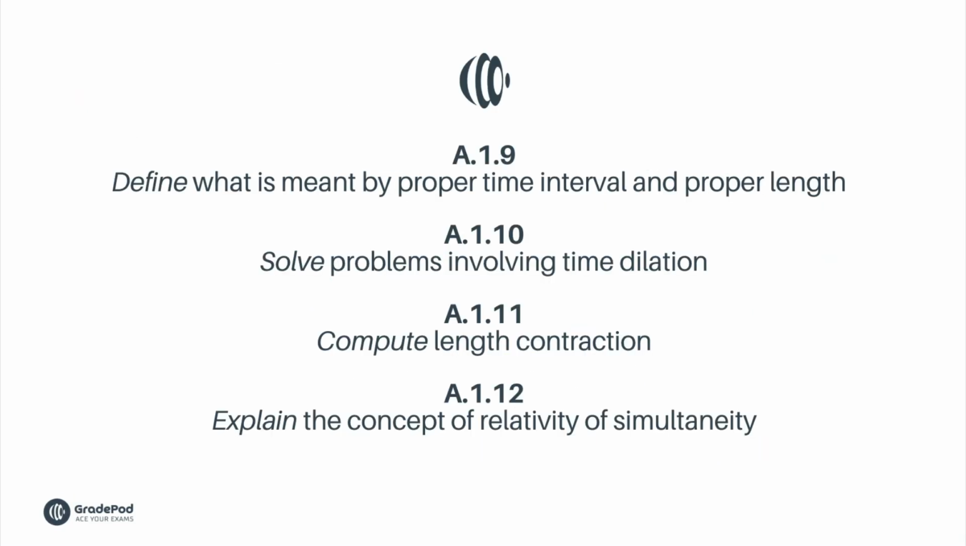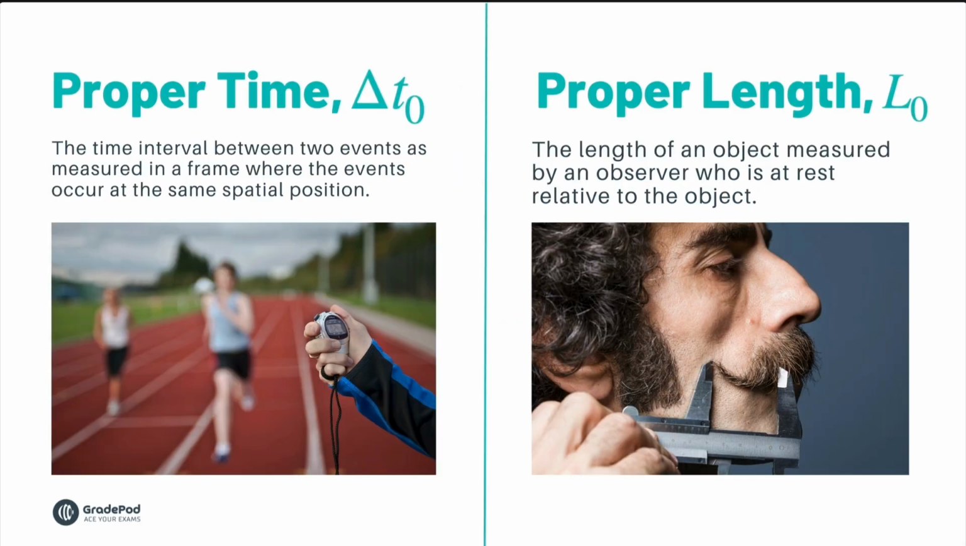So let's get into some of the meatier parts of special relativity. And we're going to start by defining what is meant by proper time interval and proper length. Then we'll look at solving problems with time dilation, and then we'll look at the concept of the relativity of simultaneity. Don't worry if this means nothing to you at the moment. It will very soon, I promise. Every observation in physics is made relative to a frame of reference. And this can be thought of as the perspective from which measurements are made.